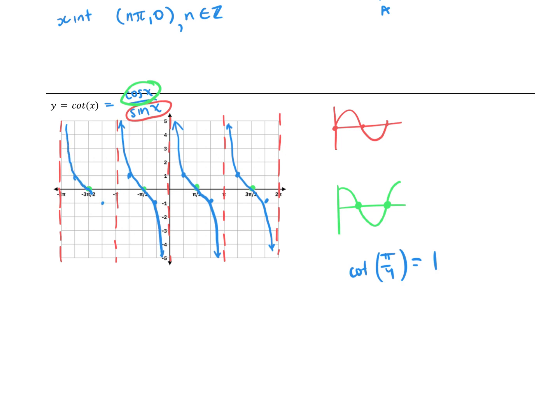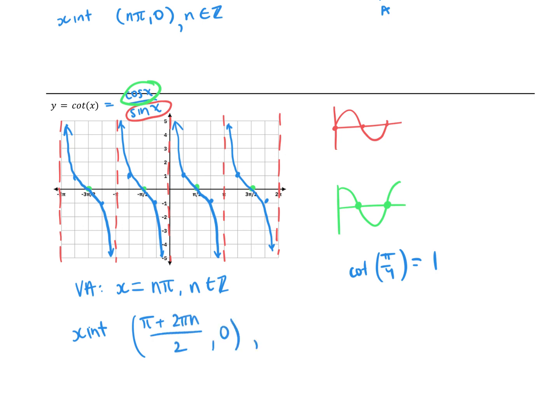So nothing to memorize here, because you're just using your knowledge of sine and cos and I guess your special triangle in this case. And I'm going to generalize my vertical asymptote. So all of my vertical asymptotes are at x equals multiples of pi. So n times pi, where n is an integer. And all of our x-intercepts are at that pi over 2, and we're adding 2 pi to the numerator. So (pi plus 2 pi n) all over 2, 0, where again n is an integer.